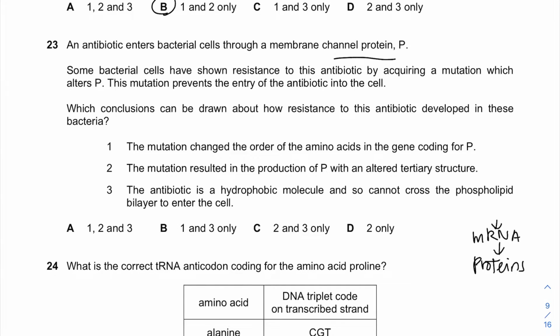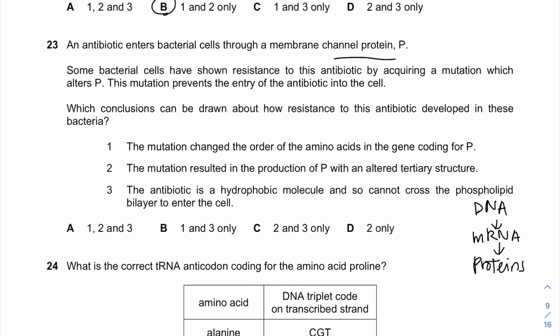We all know proteins are translated from mRNA. mRNA is transcribed from DNA. So what possibility can happen is that there is a DNA mutation causing the protein to change its structure, the configuration. So let's look at option 1. The mutation changed the order of the amino acids in the gene coding for P.